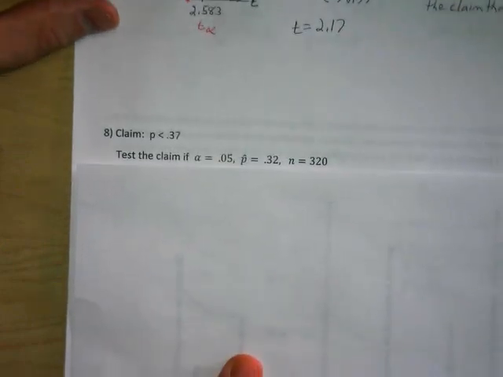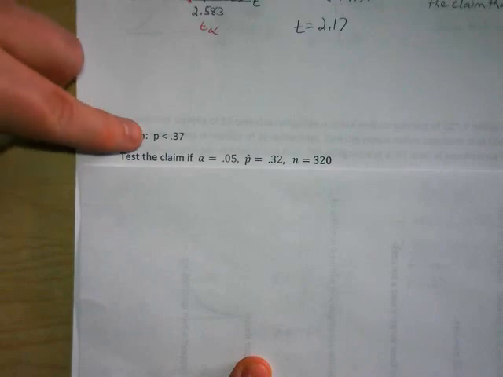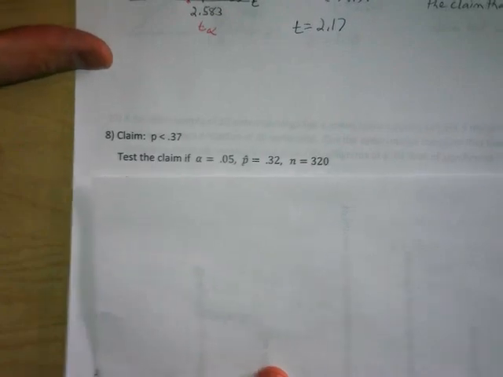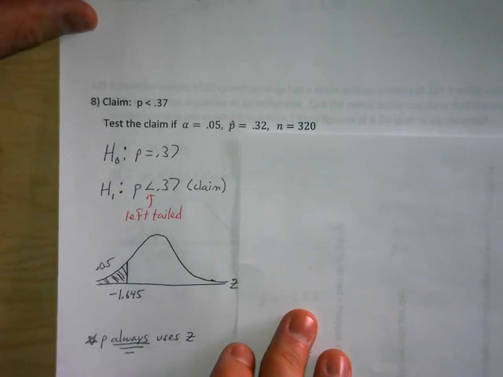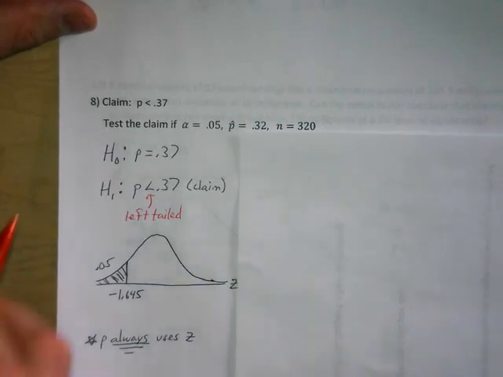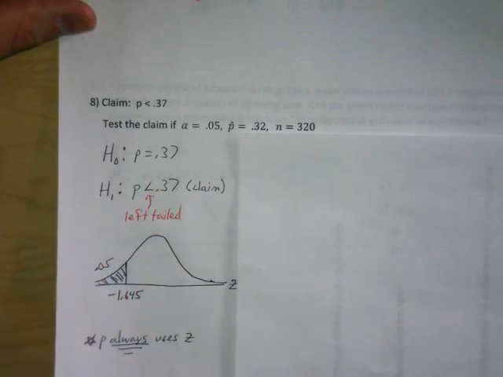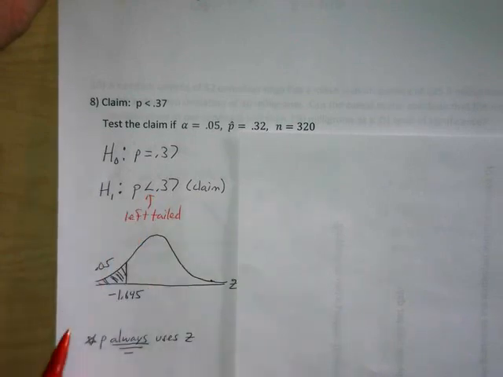Okay, number 8, p is less than 0.37. So now we're making a claim about a population proportion p. On this one, we'll write our null and alternative hypotheses. So p equals 0.37 and p is less than 0.37 are your two hypotheses. And this is a left tail because of the less than. So we shade 5% of the area here to the left.